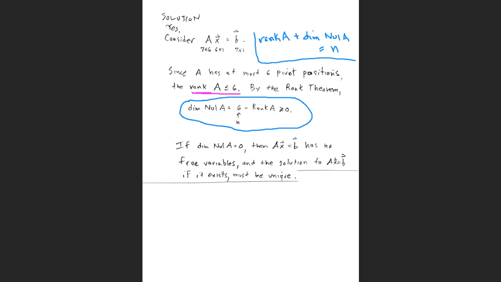If the null space of A were just the 0 vector, its dimension would equal 0. Well, it turns out that's allowable, right? If the dimension of the null space of A were equal to 0, then AX equals B, that non-homogeneous system, has no free variables. And so the solution to the non-homogeneous equation would have to be unique.